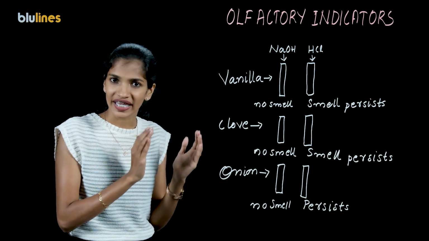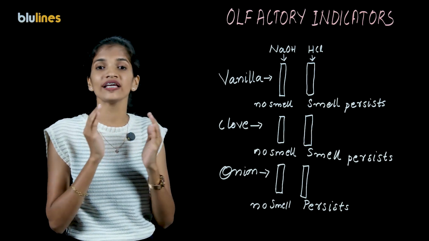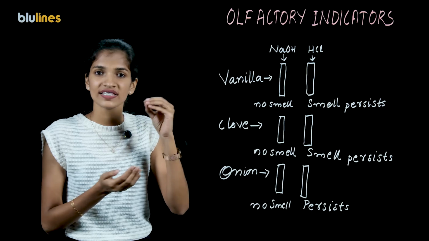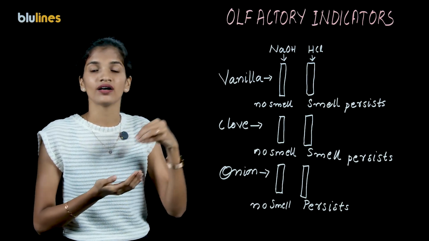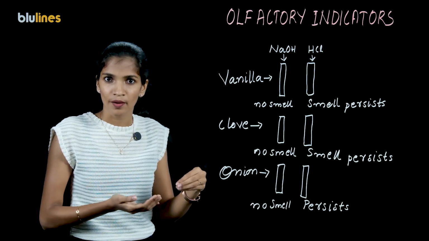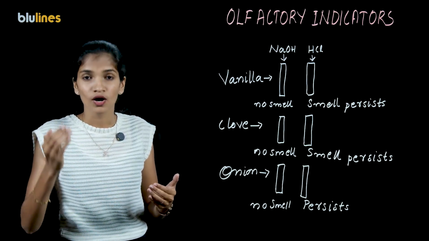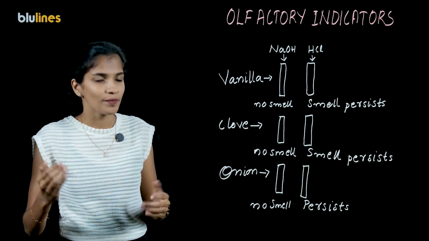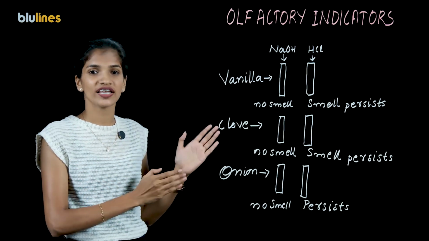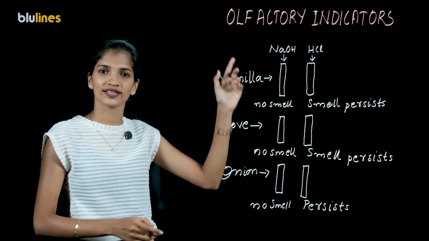So such indicators are known as olfactory indicators. When these indicators are added to suitable substances, by understanding the change happening to that smell or odor, we can distinguish them as acids and bases. Such indicators are known as olfactory indicators.